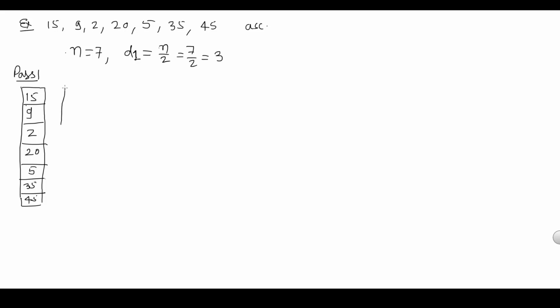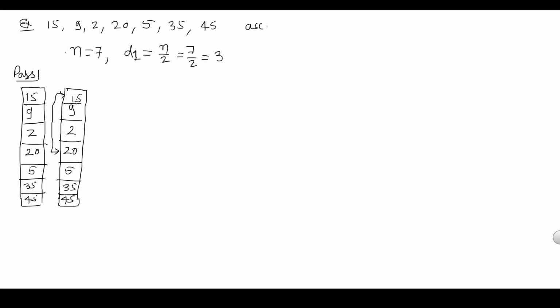So first we will compare. We will make another diagram where we will show which values we are comparing. So this is 15, 9, 2, 20, then 5, 35 and 45. So first we will compare 15 with the value which is 3 distance apart.